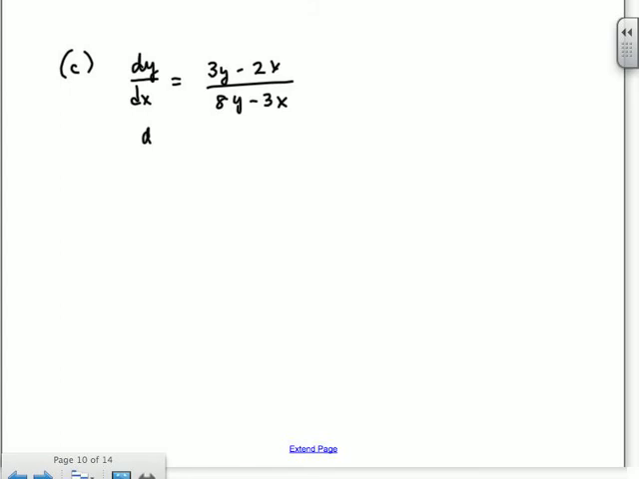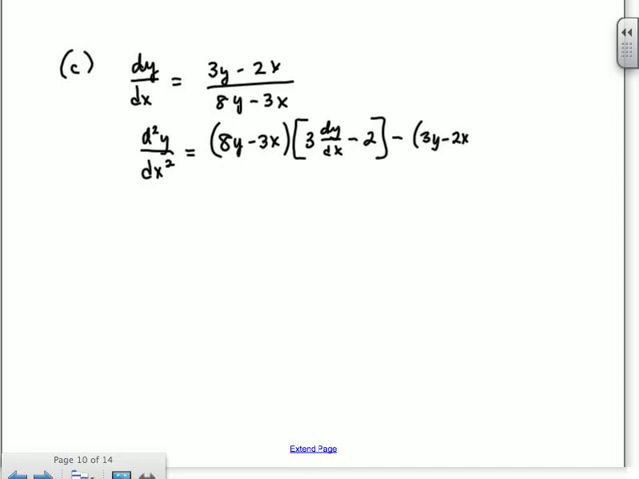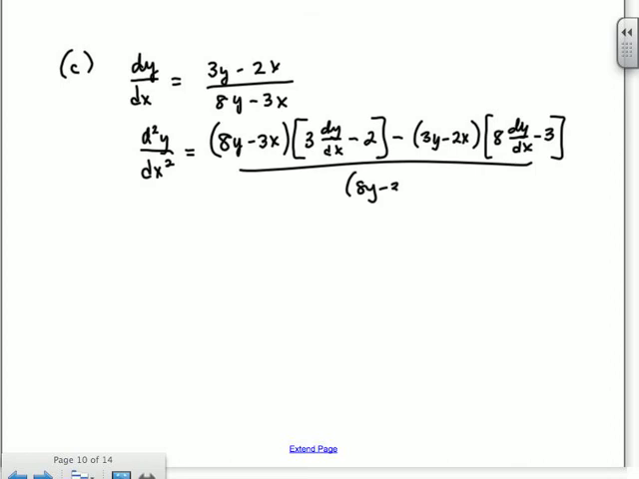Okay, so d2y over dx squared. So I have to use the quotient rule. So I would say low d high minus high d low. So low d high is going to be 3 dy over dx minus 2. And then minus high d low. So high is 3y minus 2x. D low is 8 dy over dx minus 3. All over the square of what's below.